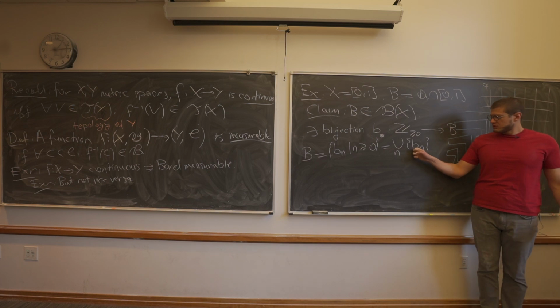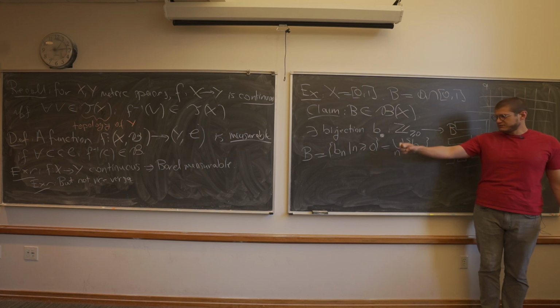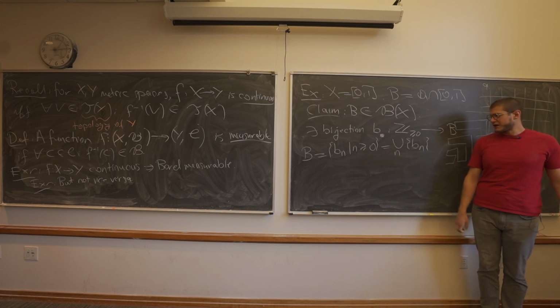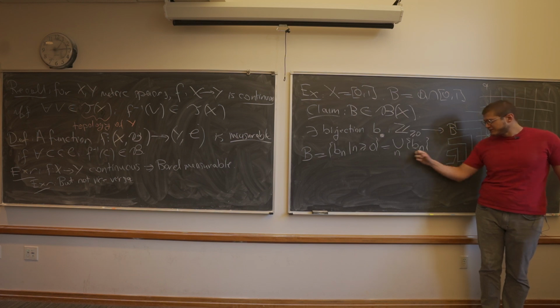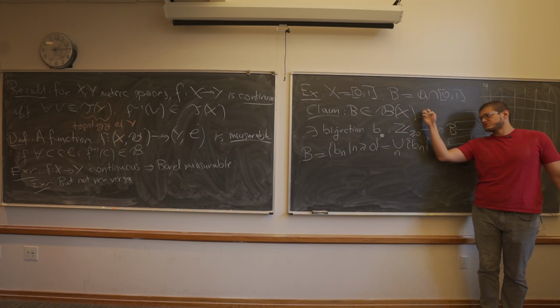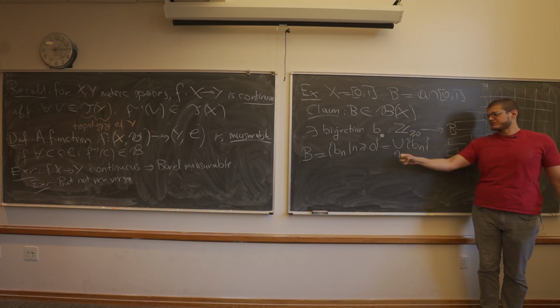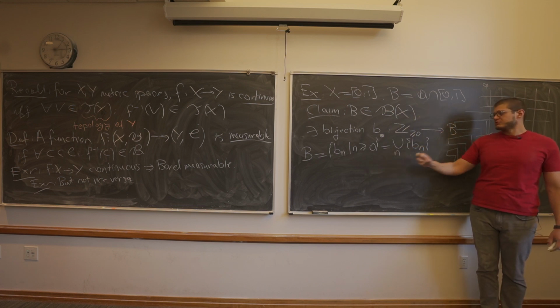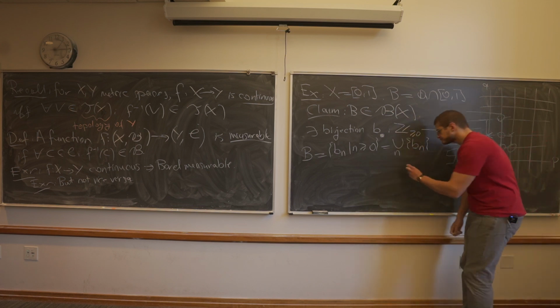You see, each singleton is a closed subset, and I was able to write the rational numbers as a union of countably many closed subsets. By definition, because each of these is inside the Borel sigma-algebra, and because the Borel sigma-algebra is closed under countable unions, this has to be inside.